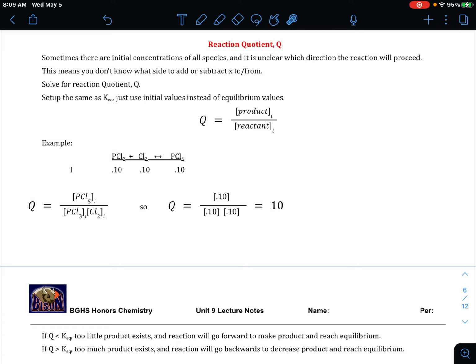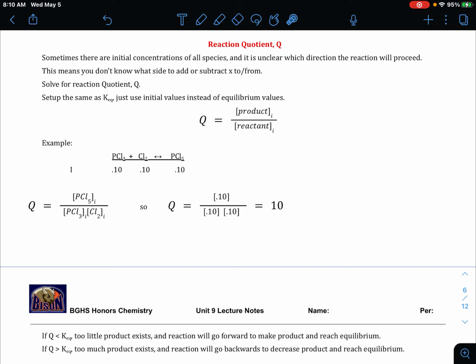So when this happens, you need to set up what's called a reaction quotient. And the reaction quotient follows the same format as KEQ. It's still products over reactants, but the difference is that the concentrations that you are using are specifically initial concentrations. And because they are initial concentrations, this is now just set equal to what we call Q, not KEQ, because this is not at equilibrium.